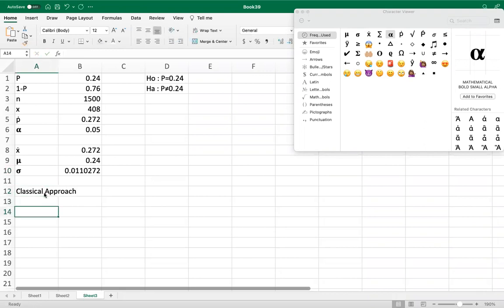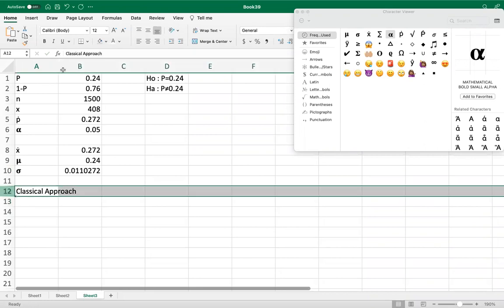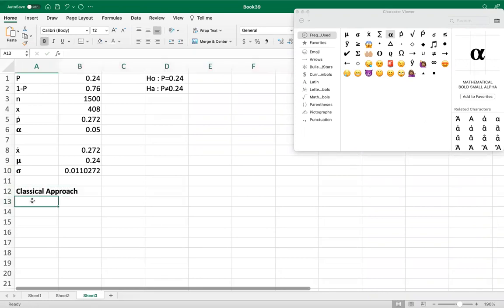So again, what we're doing is identifying our test statistic and comparing it to our critical region. Just so we can see what kind of problem we have.